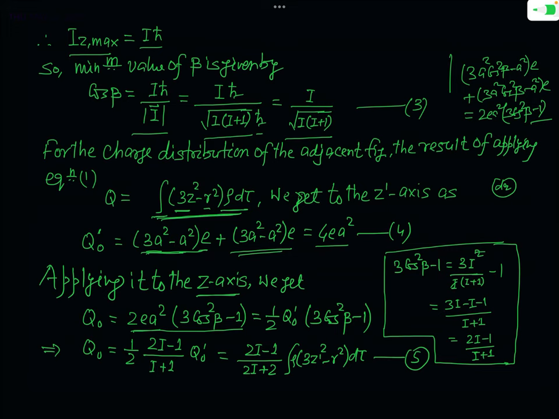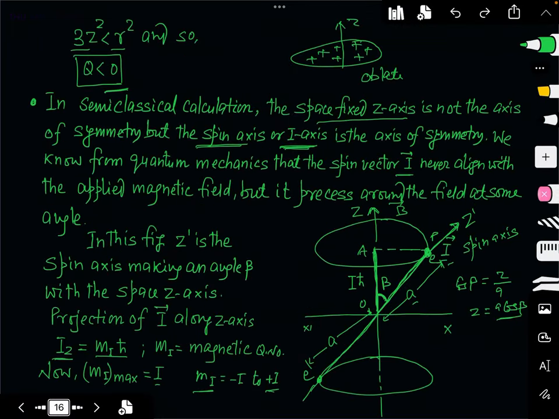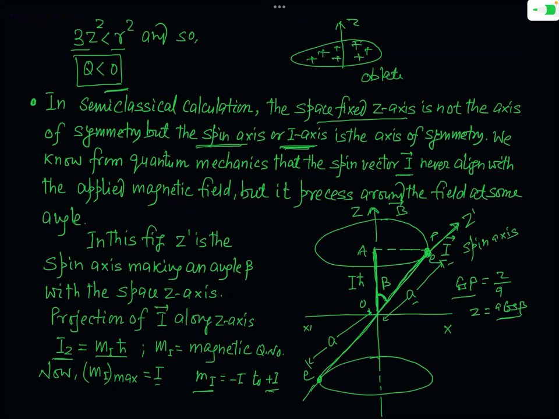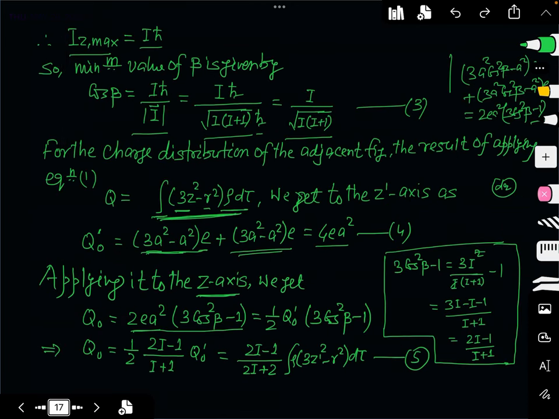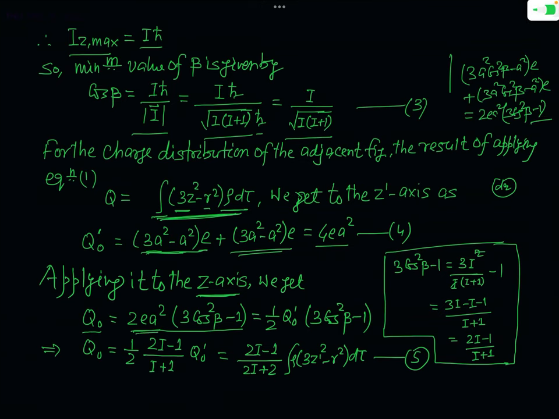If you want to find the quadrupole moment for the z axis, then you have to write this classical formula. And in this condition, z is the classical body axis, so I have written the value of cos beta in terms of z and a, not in terms of the magnitude of the spin vector and its projection on the z axis. Okay, you can see the difference. This is actually a classical result. Okay, so for the classical z axis, quadrupole moment Q naught is 2ea square into 3 cos beta square minus 1.